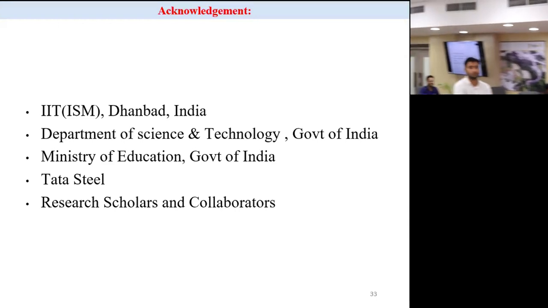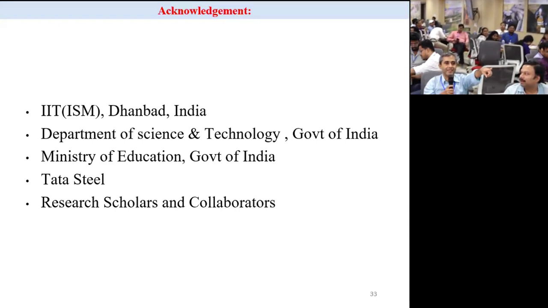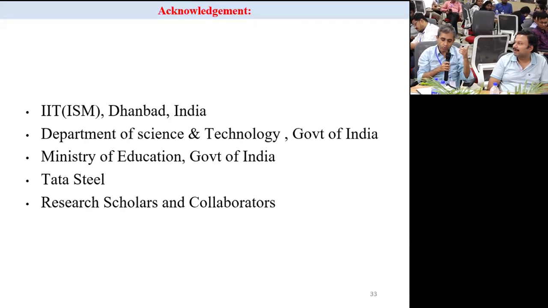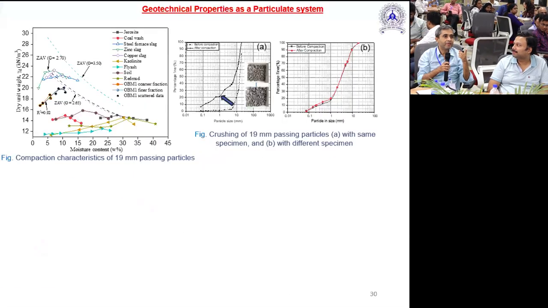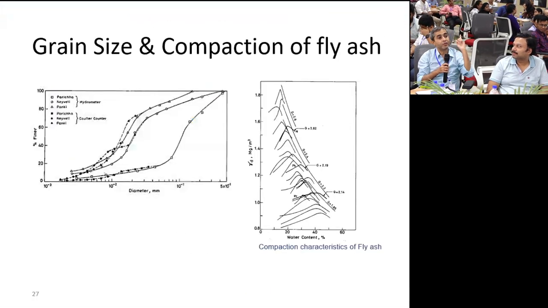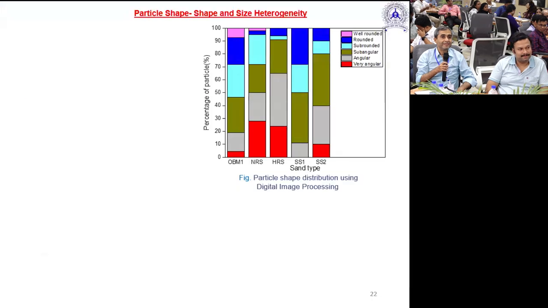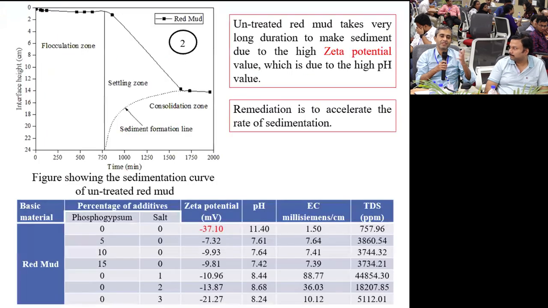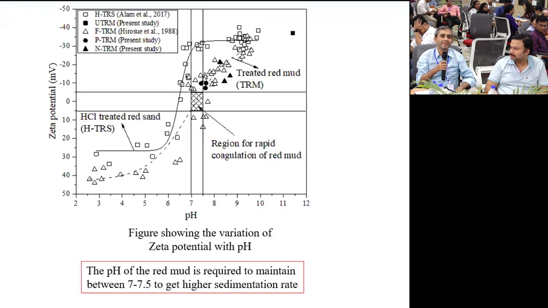Sir, in one of your slides, you had written that we have to bring the pH value of red mud between 7 to 7.5 to get the sedimentation. Yes, that is called zeta potential. But sir, generally for red mud we get a pH value higher than 11, 12. Yes, that's what I said. So how to bring that down? Yes, that is what I have done.